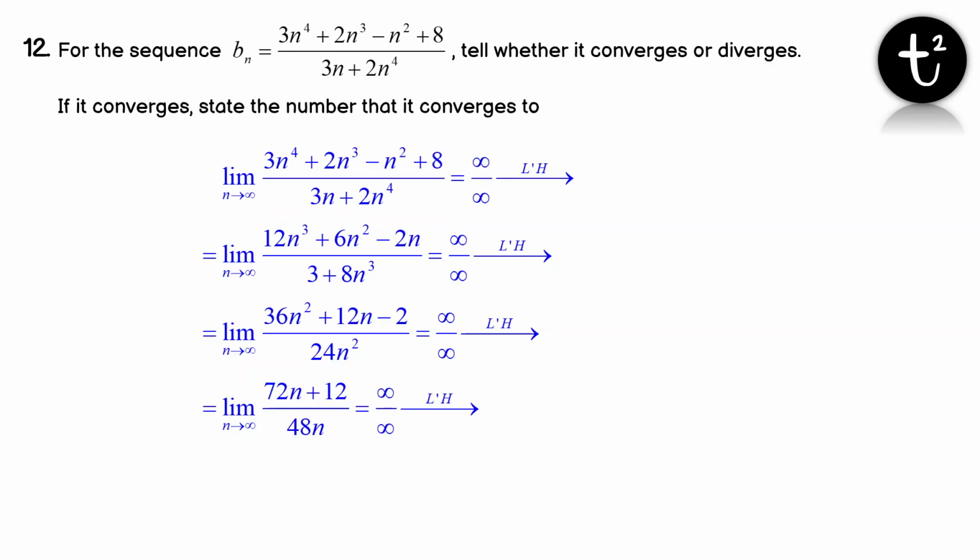Again, this is infinity over infinity. So one more iteration of L'Hopital's rule gives the limit as n goes to infinity of 72 over 48, which we know is simply equal to 3/2. So we can say that this sequence will converge to 3 over 2.